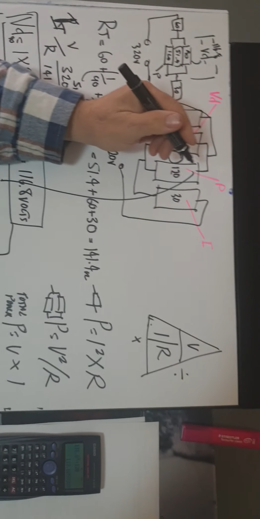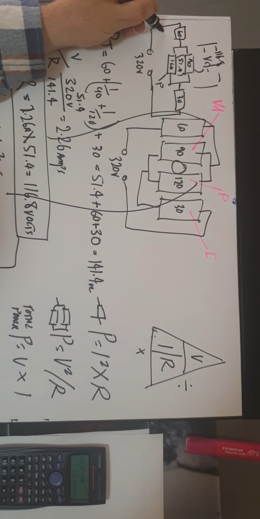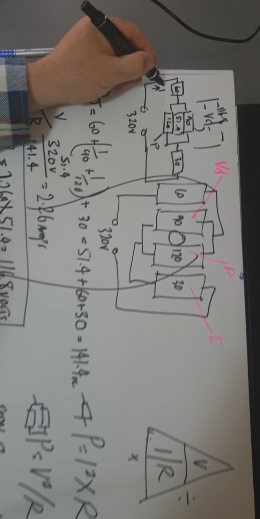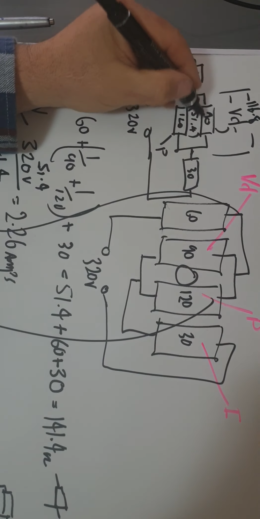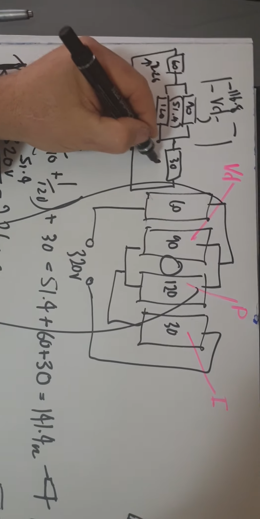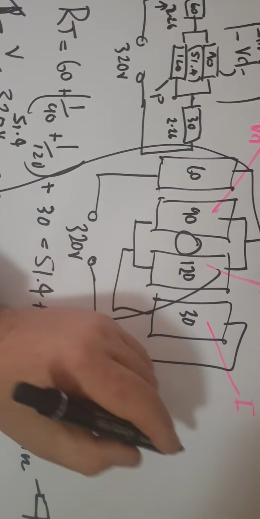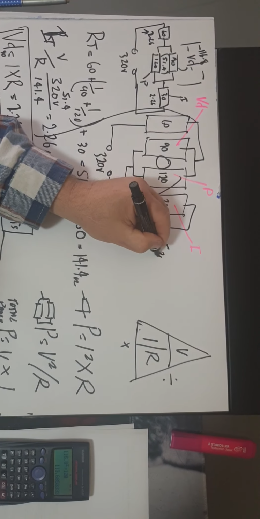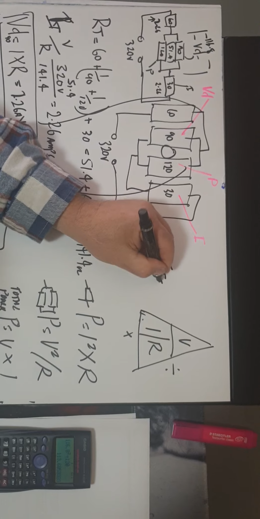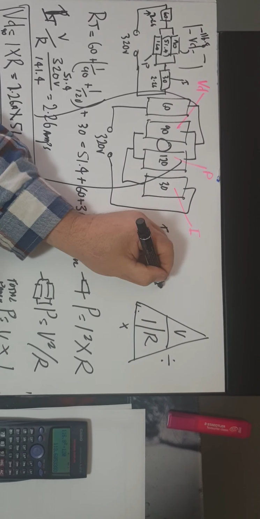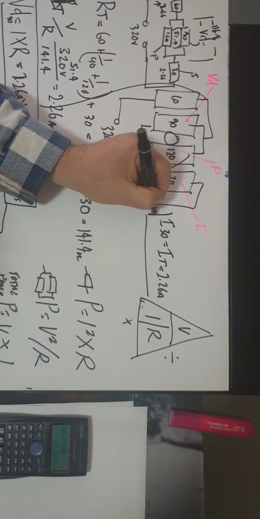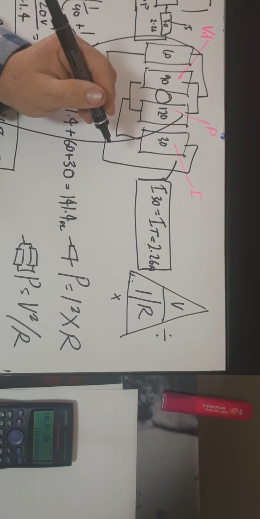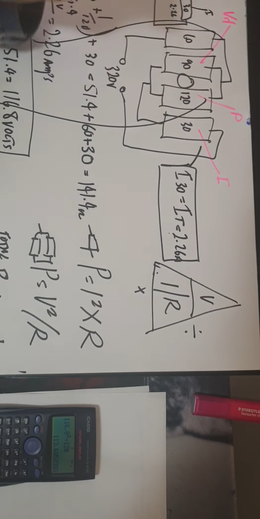Now I, and the funny thing about it, the current comes through here. It's 2.26. It gets to here, it splits, comes back to the same. So here it's 2.26. So if we're looking at the current in the I30, the current is equal to the current total, which is equal to 2.26 amps. So our answer for that is 2.26 amps, because it's in the series part of the circuit. It doesn't change.